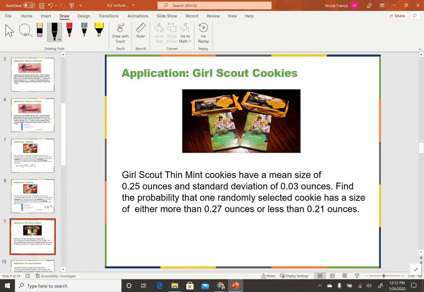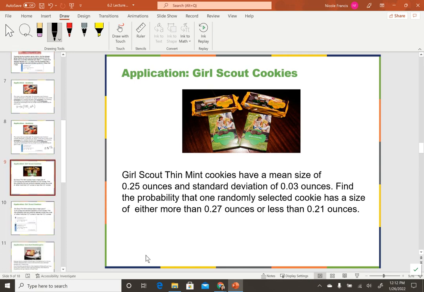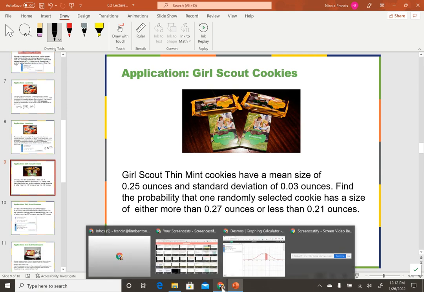Let's talk about Girl Scout cookies. Girl Scout cookie Thin Mints have a standard size of 0.25 ounces, a mean size of 0.25 ounces, and a standard deviation of 0.03 of an ounce. Find the probability that one randomly selected cookie has a size of either more than 0.27 ounces or less than 0.21 ounces. All right, let's go ahead and see if Desmos can help us with this.